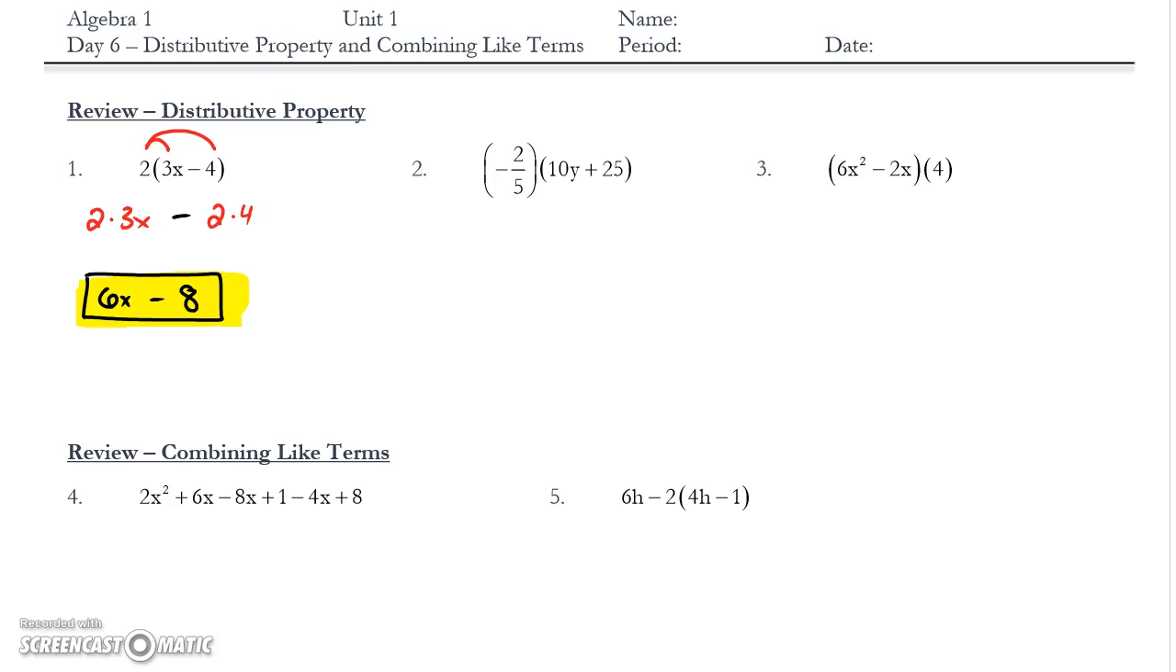The answer for number 1 should be 6x minus 8. We distribute the 2. 2 times 3x gives me 6x. Bring my subtraction down. 2 times 4 gives me 8.